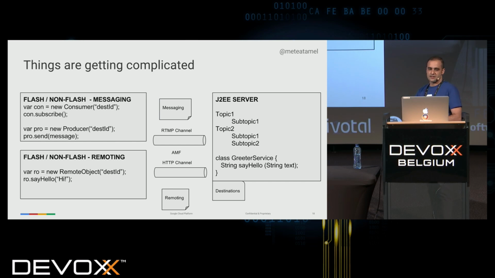For messaging, we had consumers and producers. For remoting, we had remote object. On the server, we had topics and subtopics. Then we had our services that we would expose through destinations. Then we had different channels: RTMP channel, HTTP channel, long polling, streaming, all that kind of stuff. For encoding, we would use AMF. And then we had all these different kinds of messages, remoting messages and messaging messages, going over the wire. As you can see, it's getting complicated.